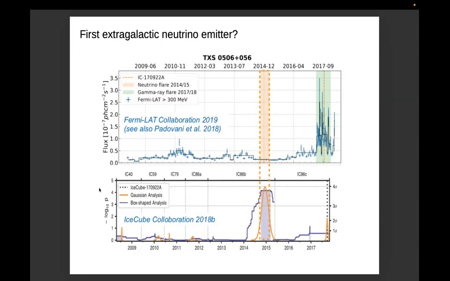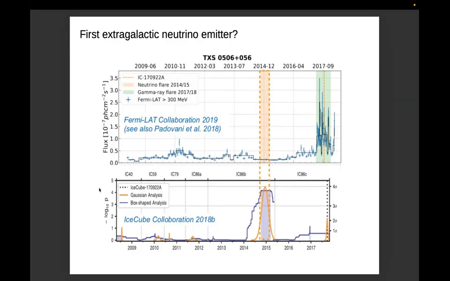The problem came when people started to model the emission and try to figure out how you can get these neutrinos, and you see that you cannot really have it both ways. It's either gamma rays are coming with neutrinos or they don't, right? And there are actually arguments for both cases.